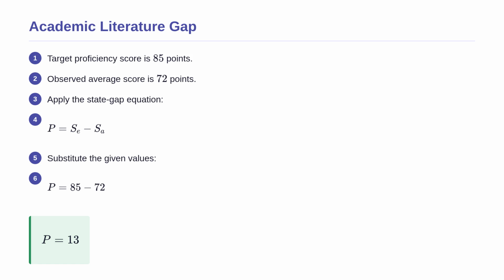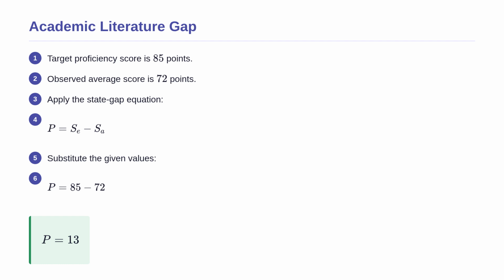Let us look at another example, this time in an academic setting. A university researcher notes that the National Educational Standard requires students to score an average of 85 points on a test. This is our expected state. However, students taking classes exclusively online are scoring an average of only 72 points. This is our actual state.